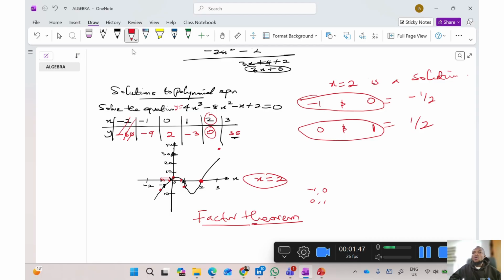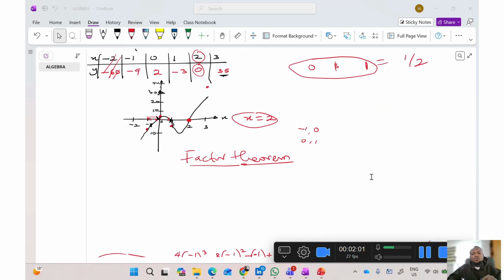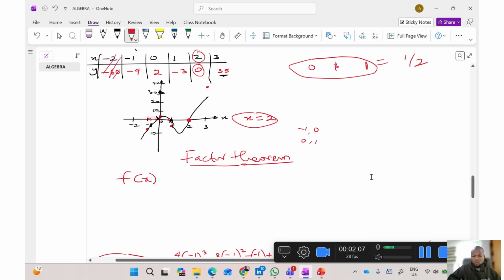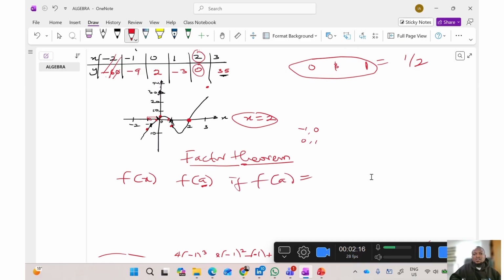So why am I guessing? I've guessed these two values, so I will now test if they are solutions using the factor theorem. The factor theorem is also the remainder theorem, but what is the difference? I will explain that now. For the factor theorem, for a polynomial f of x, we have to find f of a, that is the value you are guessing. If f of a is equal to 0, then a is a solution, which implies that x minus a is a factor.